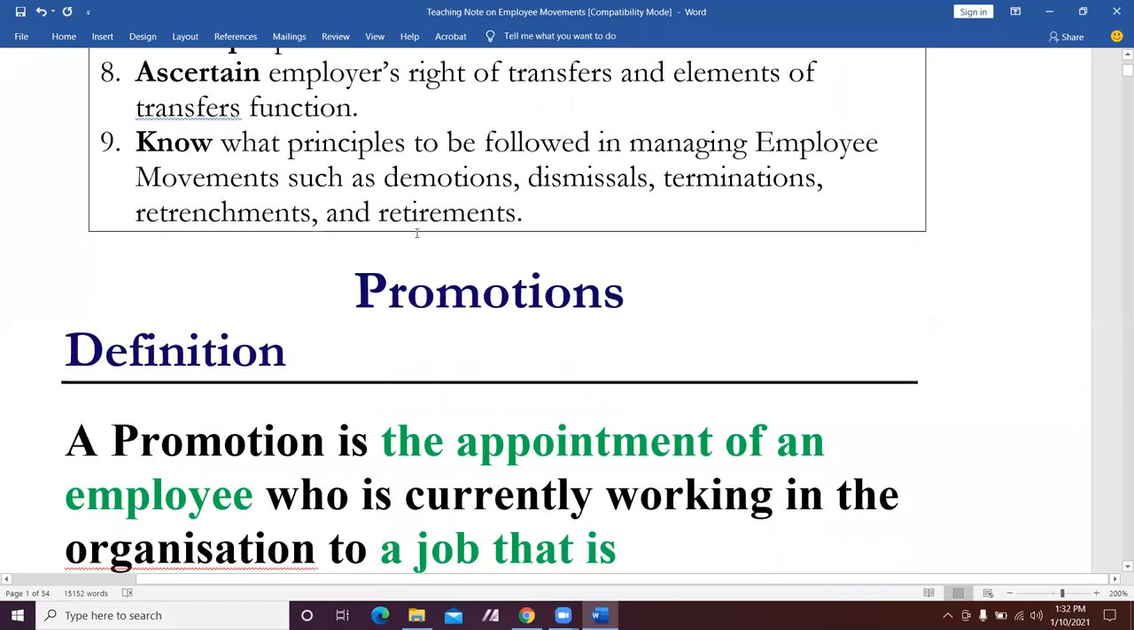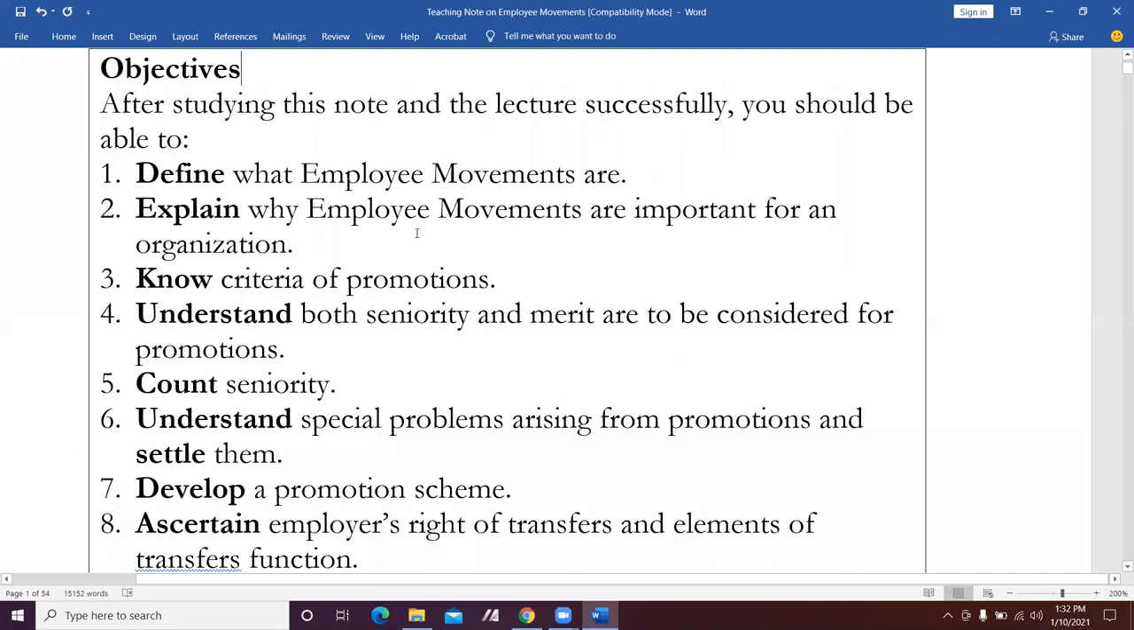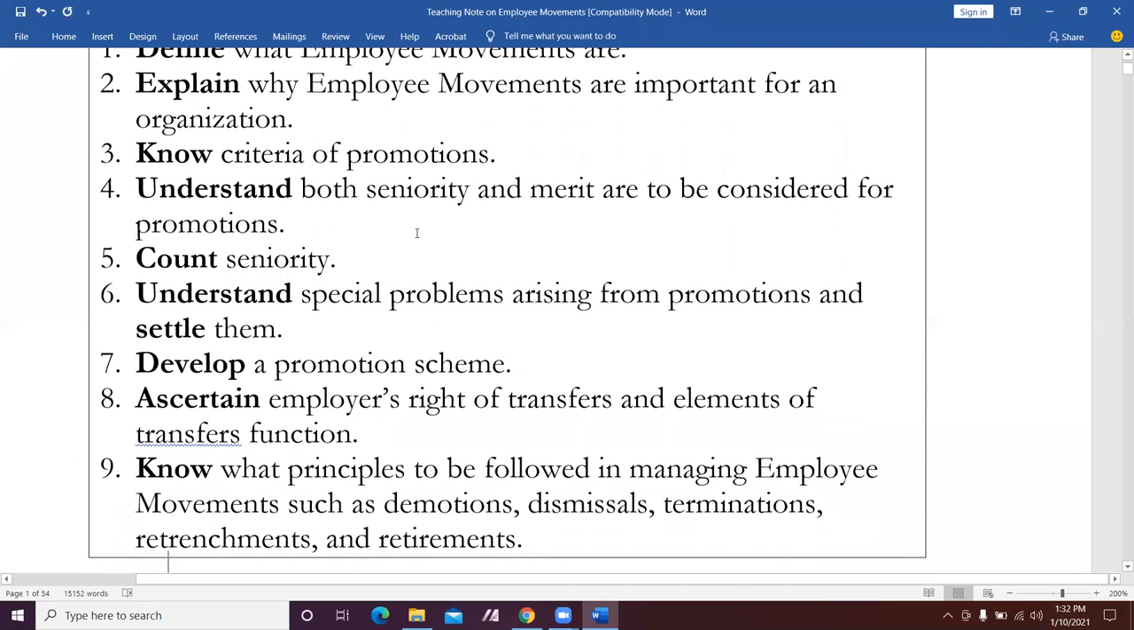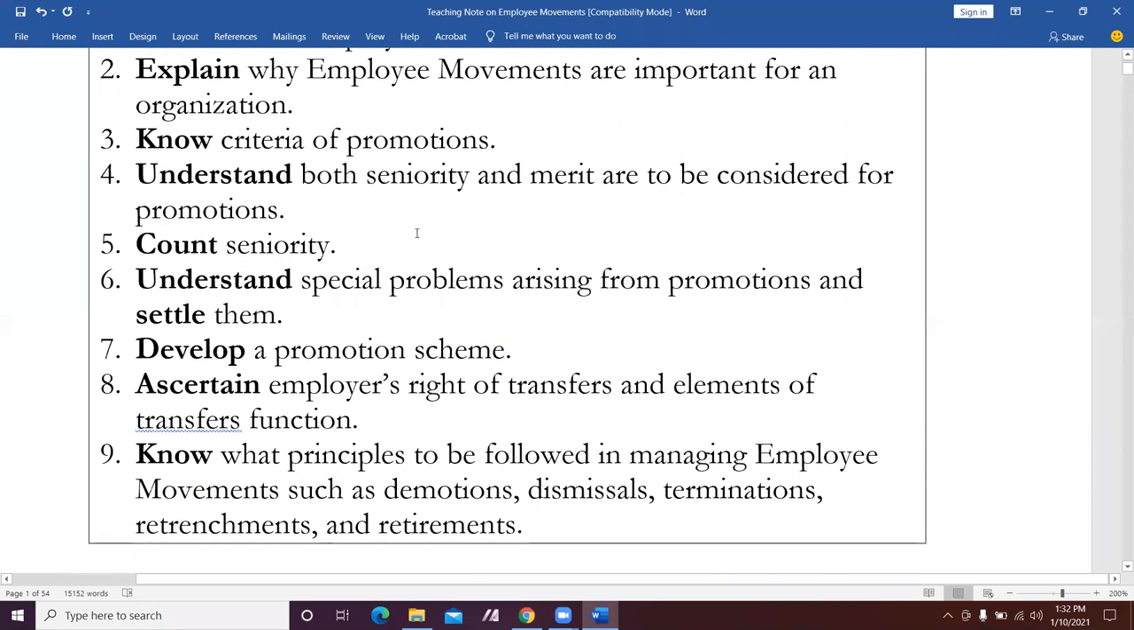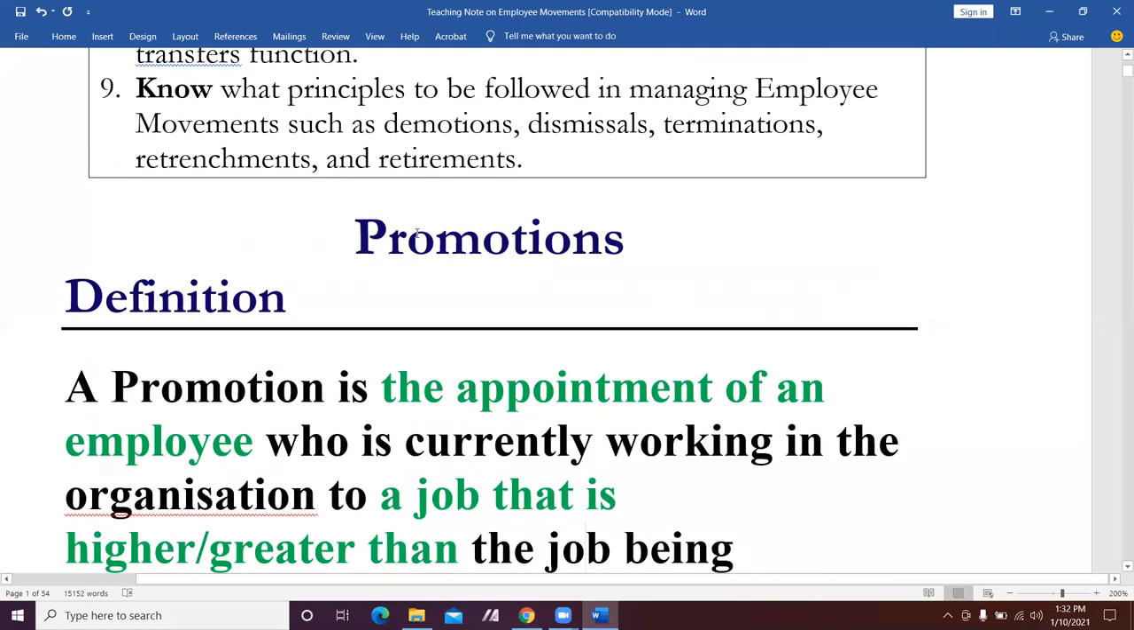Right. First one, promotions. So you know, employee movements in an organization, there can be many employee movements, such as promotions, transfers, layoff, demotions, dismissal, termination, retrenchments, and retirements. So then I will not focus on layoff, but demotions also depending on the time. But dismissals maybe, and then terminations, retrenchments, and retirements, I will focus in addition to promotions and transfers. So first, let me go to promotions.